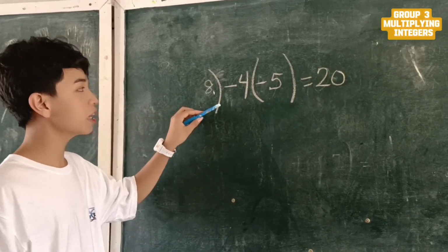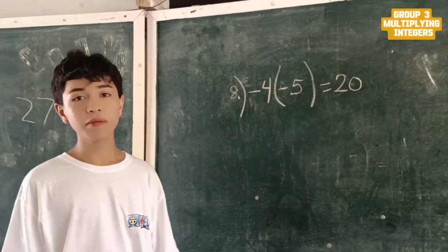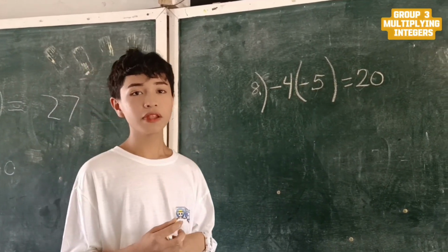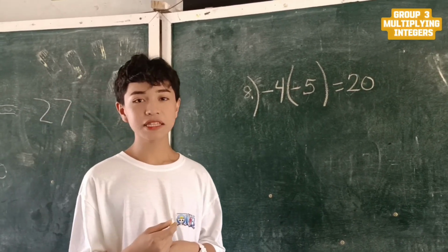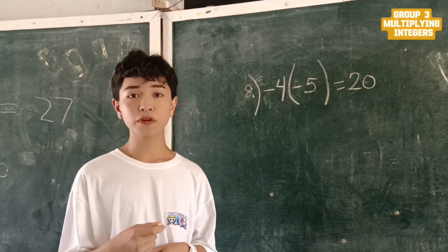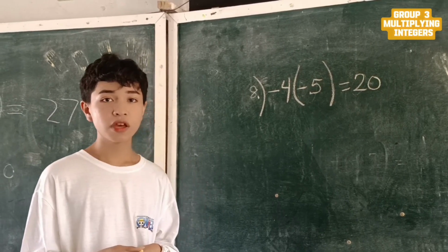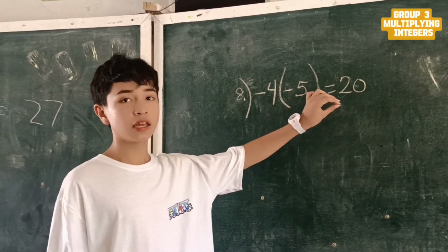Example number 8. Negative 4 multiplied by negative 5 is equal to 20. If the numbers have the same sign, we will follow rule number 1. Negative multiplied by negative, the product is always positive. It is also positive multiplied by positive. Therefore, negative 4 multiplied by negative 5 is equal to positive 20.